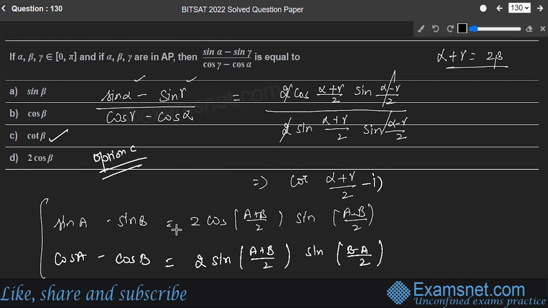Hope you got that, students. With that, we have completed all the 40 questions of the mathematical part of the paper. Hope you understood them well.